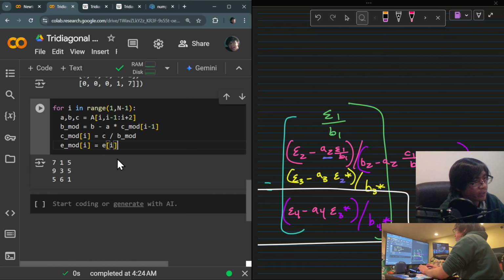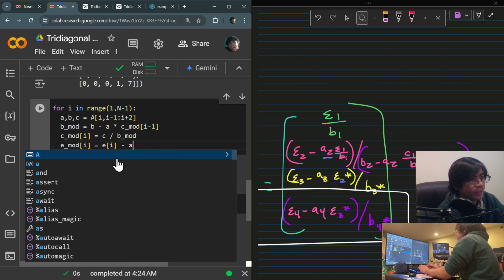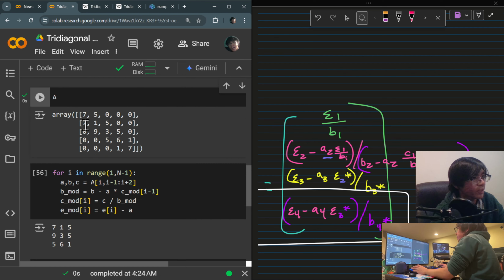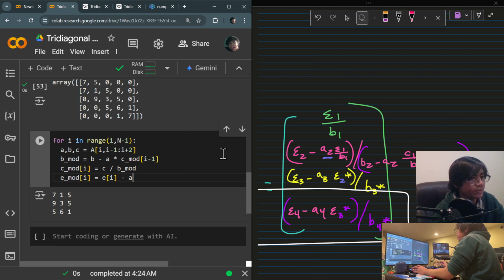So that's the second component. E1, indexing starts at 0, so the second component of E would be 1. So that minus the current A, we're at A2. Yeah, A1, B1. We are at row 2, so this is A2, B2, C2. So A2 times E1 over B1, the previous value of E mod, so we can do I minus 1. And all of that divided by B mod.